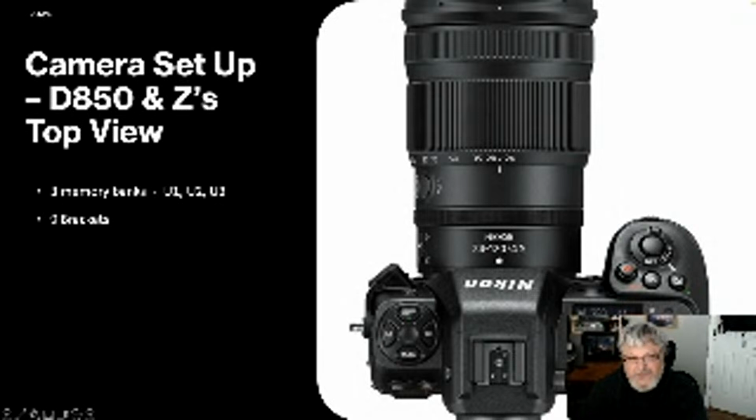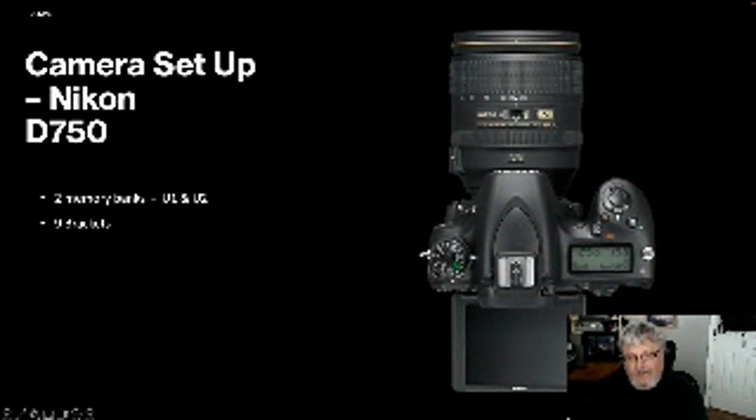The 850s and the Zs have 3 memory banks. They actually have 4 memory slots. They actually have 8. They have 4 shooting slots, and 4 camera slots that can be programmed. You'll only use 3, and they shoot up to 9 brackets each. And then the D750, unfortunately, only has 2 memory banks, which can do 9 brackets each.